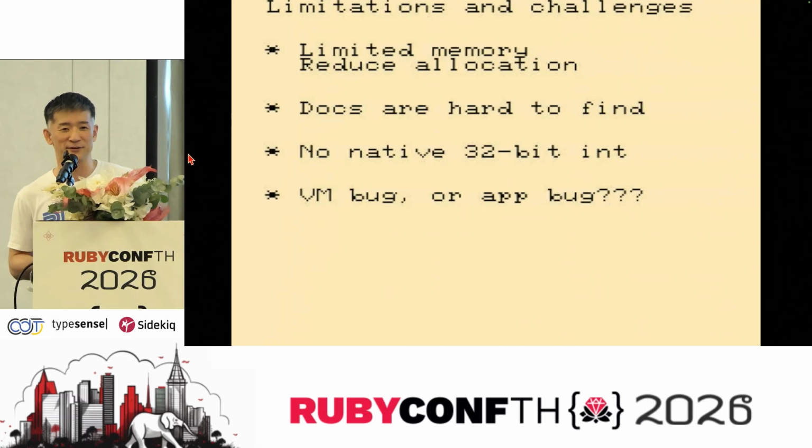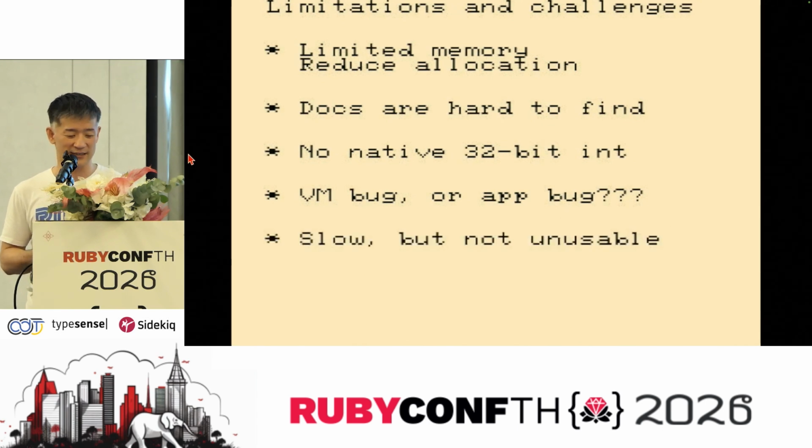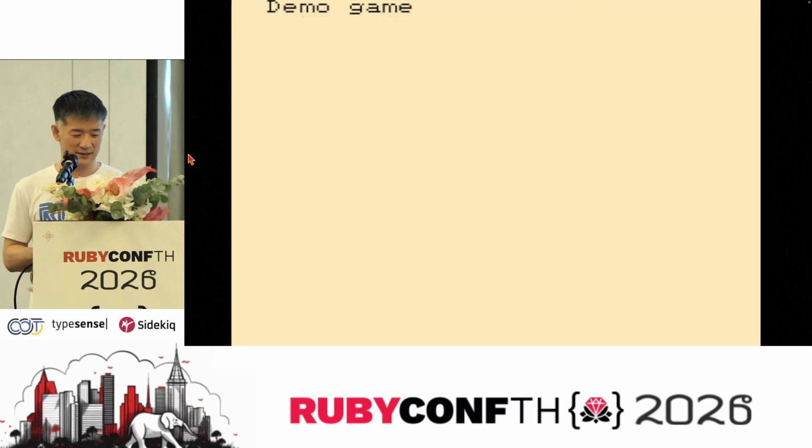But if you're writing programs for such a small environment, I think that's reasonable too. And another thing is, whenever I see weird behavior, I don't know whether it's a bug in my app code or a bug in the VM, and the investigation can sometimes get tricky. And also, it's slow. It's not really good for action games, but it's not unusable. As you can see, I can successfully run this presentation.